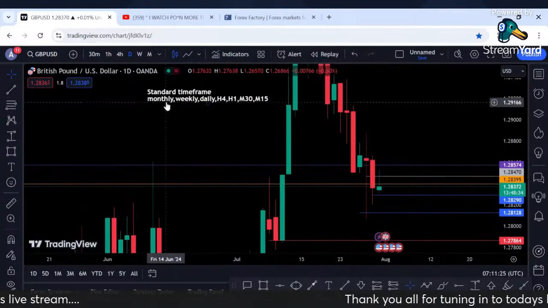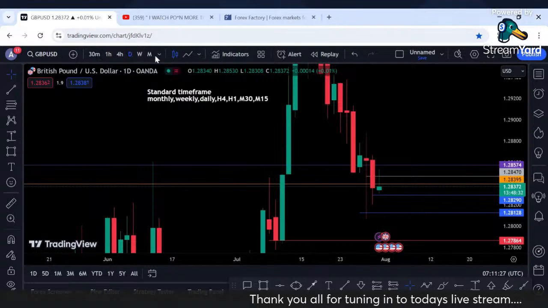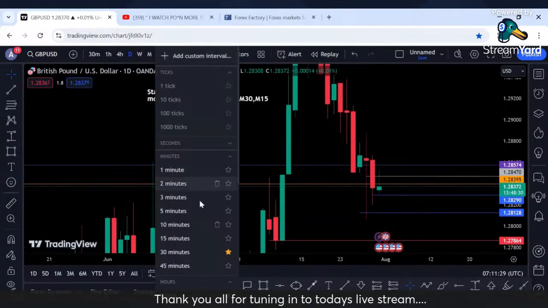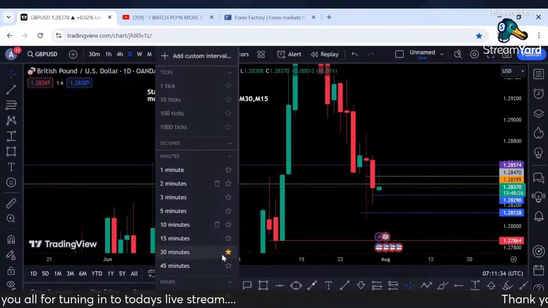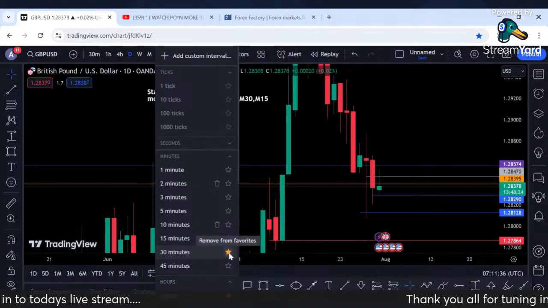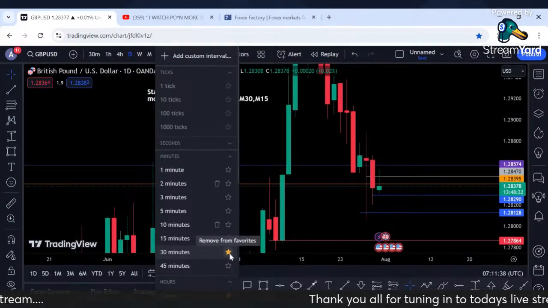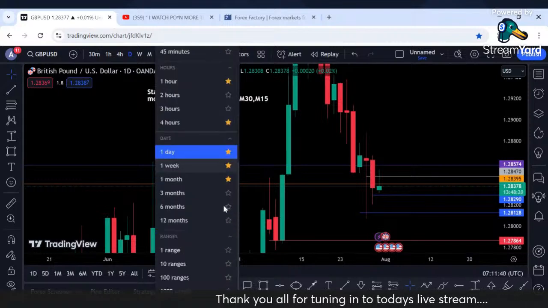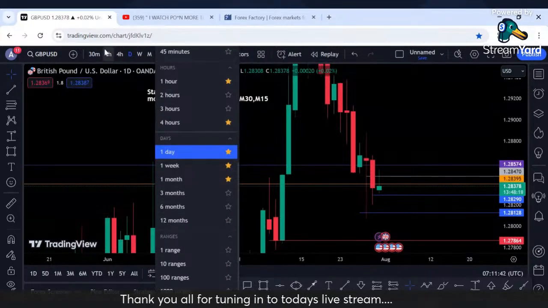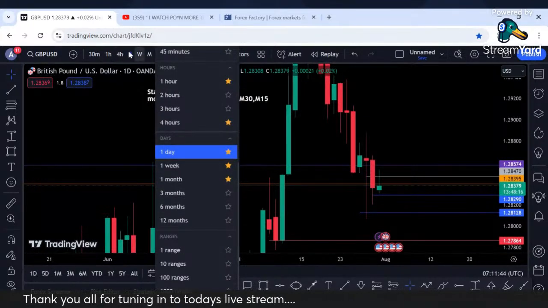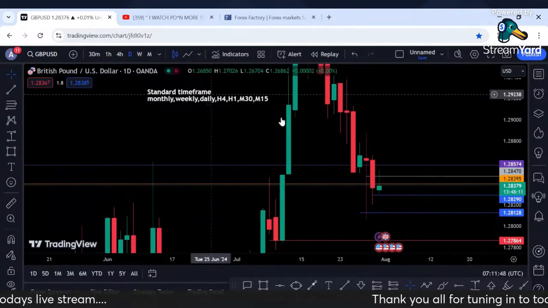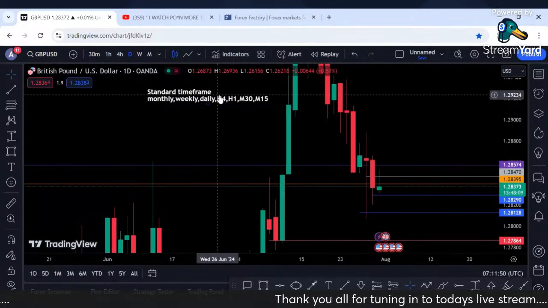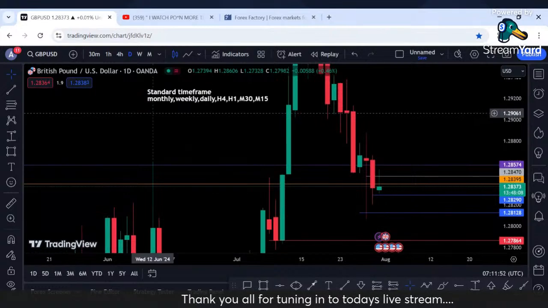So these are the standard time frames. The monthly, weekly. If you are setting it up, when you click on the arrow down over here, you click the star beside the time frames. You click on the yellow stars, and it will appear at the top over here. That's how your various time frames appear over there. So these are the time frames.